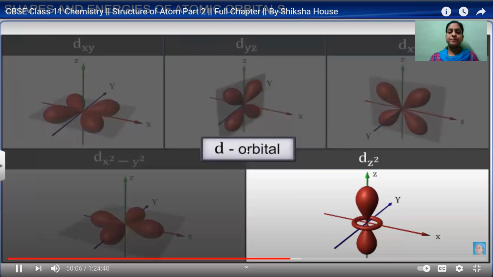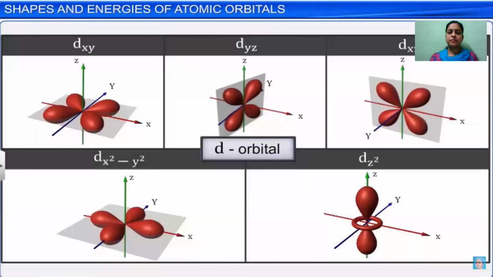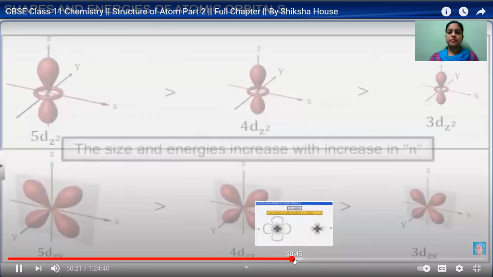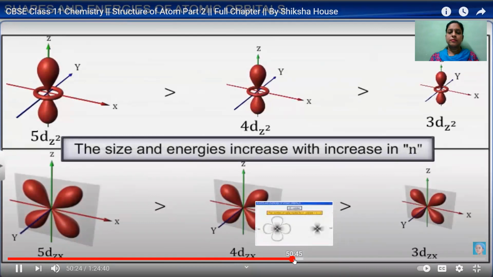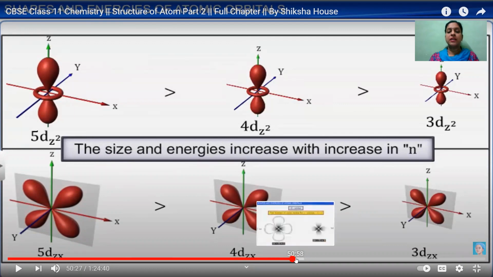Shape of dz square is donut shape. All the 5 d orbitals belonging to a principal shell have the same energies. The size and energies increase with increase in the principal quantum number. For example, यहाँ पर भी वही है कि जैसे जैसे n बढ़ेगा तो आपका साइज और एनर्जीज क्या करेंगी, इंक्रीज करेंगी. As you can see here that it goes on increasing with increase in size.